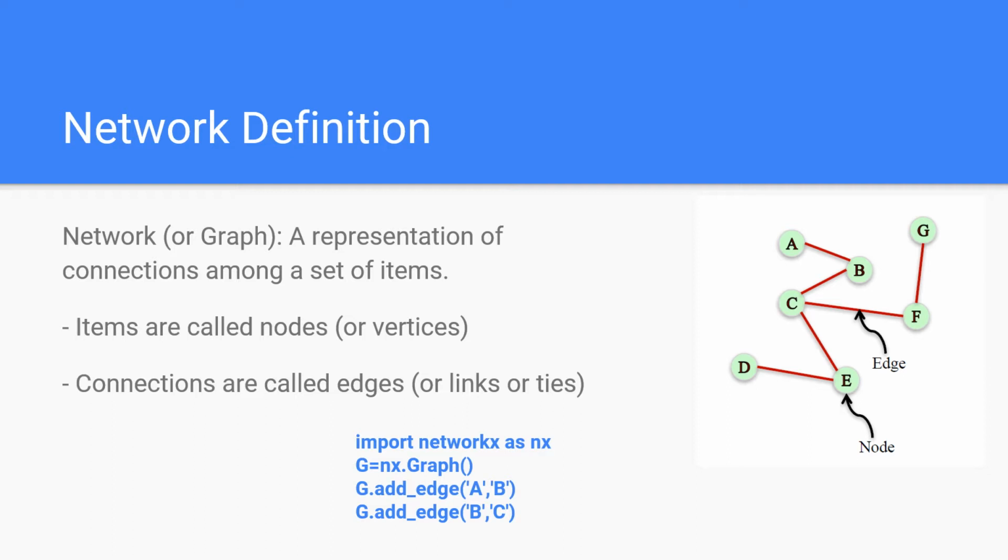Now, according to graph theory, these items, which are our major topic, which we will concentrate on, are called the nodes or vertices, and the links or the relationships between these nodes can be represented by what we know as edges.